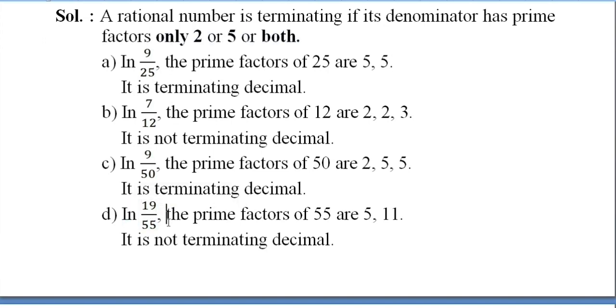D: 19/55. The prime factors of 55 are 5 and 11. It is not a terminating decimal because the prime factors are 5 and 11.